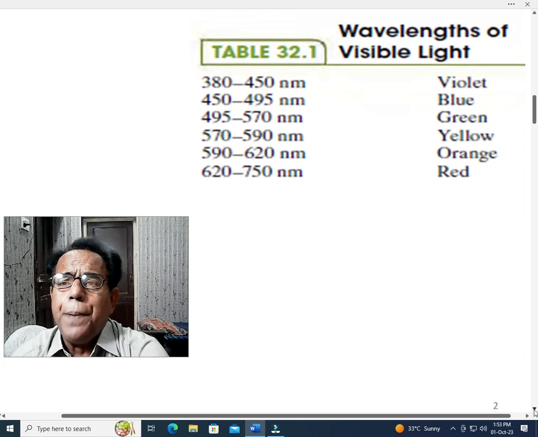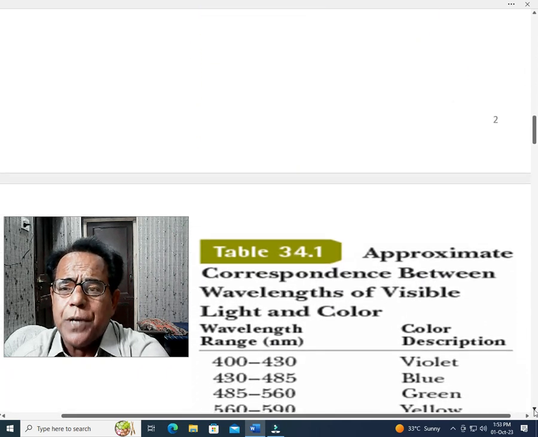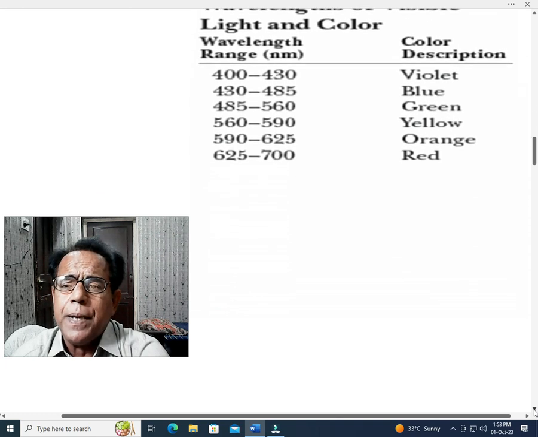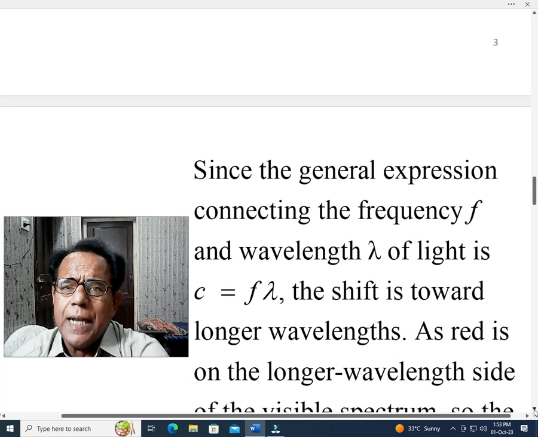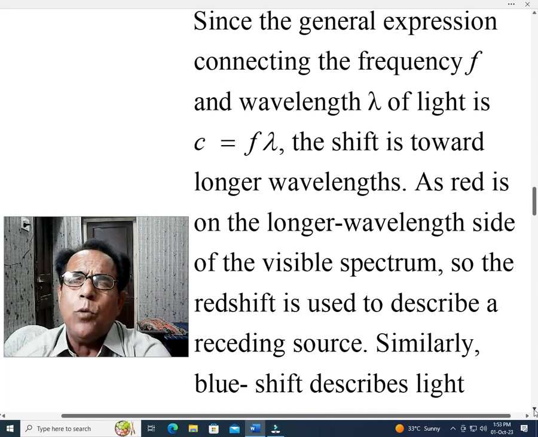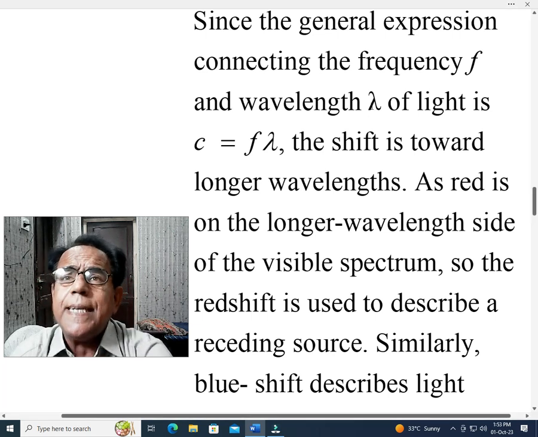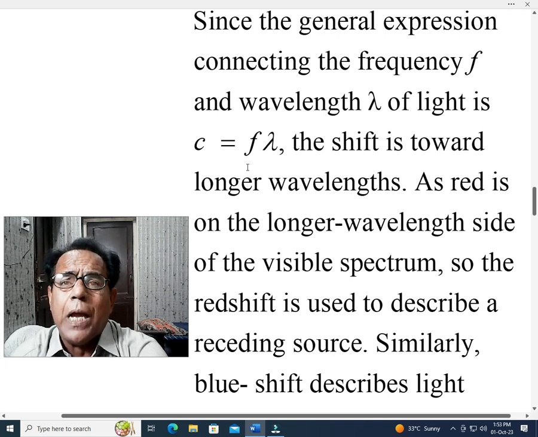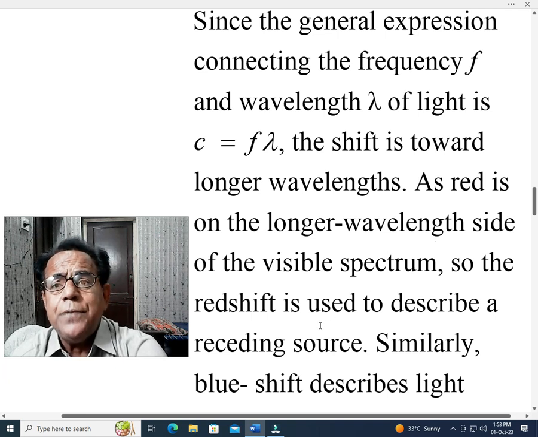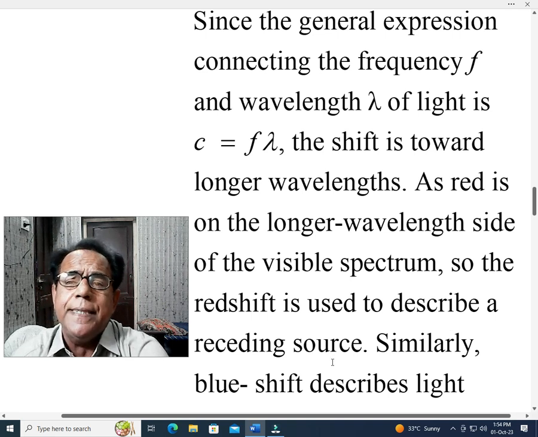Some part of this explanation has been chosen from the book Modern Physics by Paul Tipler, and some part has been selected from Wikipedia. Since the general expression connecting the frequency f and wavelength lambda of light is c equal to f lambda, the shift is toward longer wavelengths, as red is on the longer wavelength side of the visible spectrum. So the red shift is used to describe a receding source.